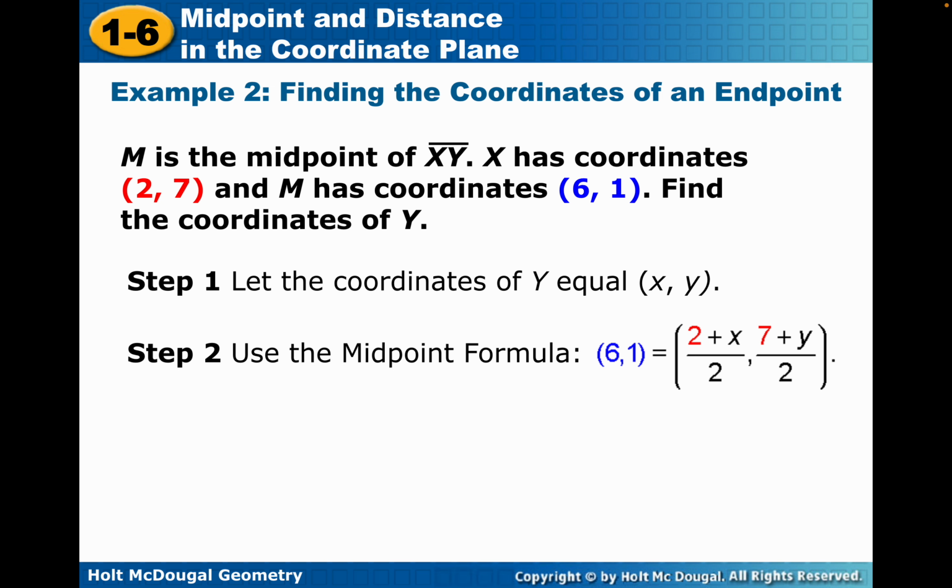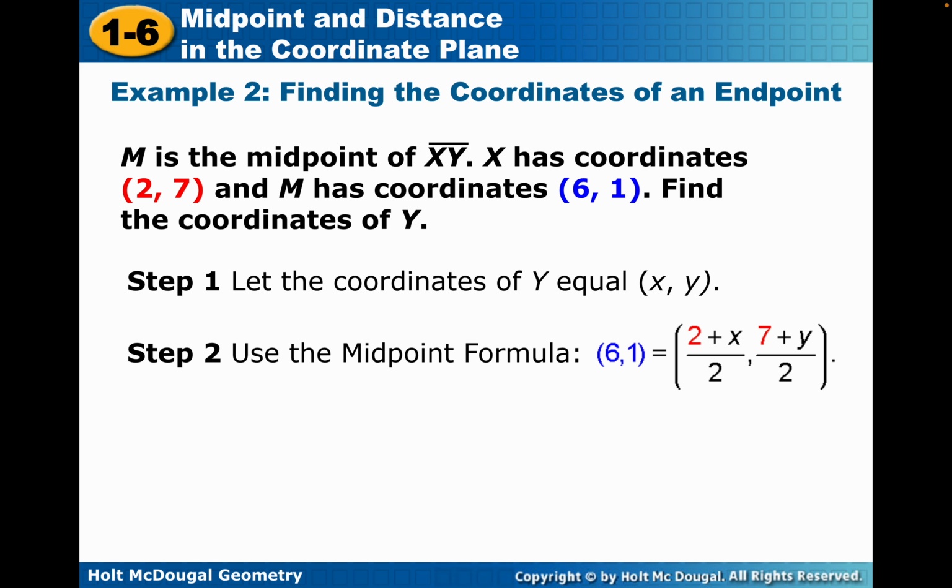Okay? So we'll put in our value of 2. It'll be plus x over 2. And then it will be 7 plus y over 2. Okay? Now when we're solving for this, we got to remember our midpoint. Okay? These are values of x and y. All right? So in order to solve for x first, we're going to take our 6 and equal that to 2 plus x over 2. Okay?